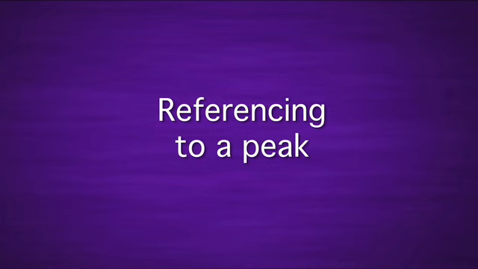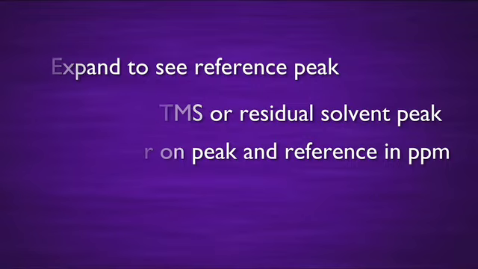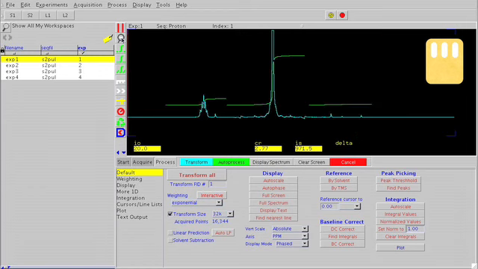Referencing to a peak. We will expand the spectrum to see the reference peak. We can use either tetramethylsilane or the residual proton in the solvent. Put the cursor on the peak and reference in ppm. In this example, expand around the solvent peak. Dimethyl sulfoxide is a solvent, and 2.5 is its chemical shift.